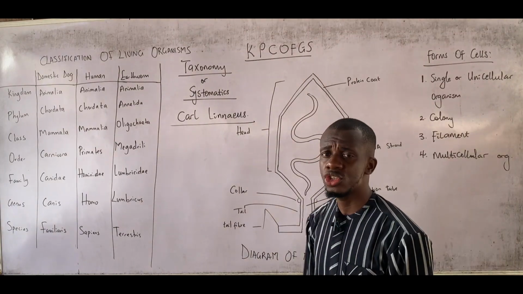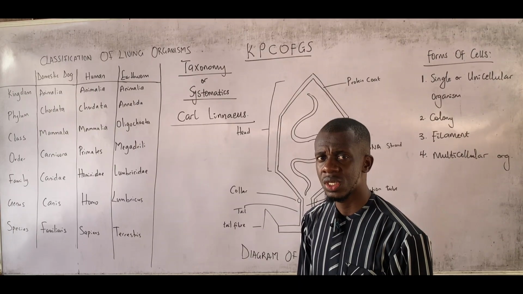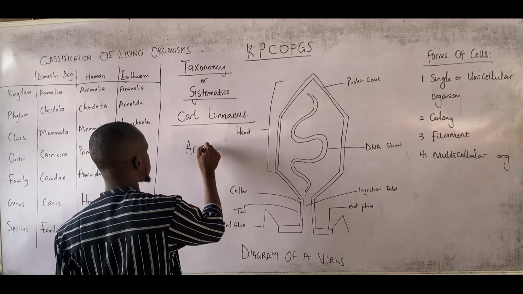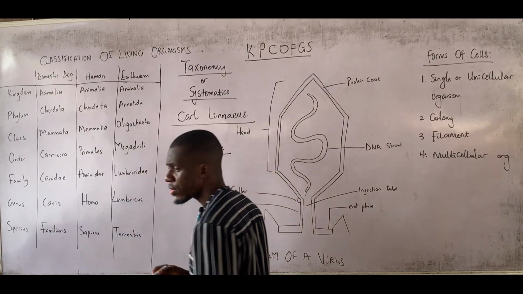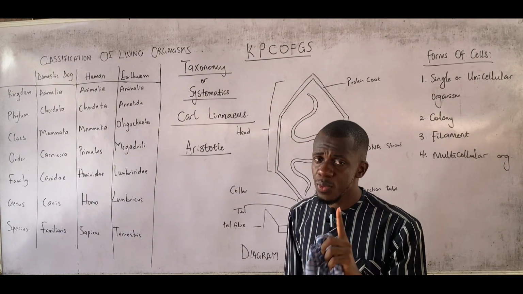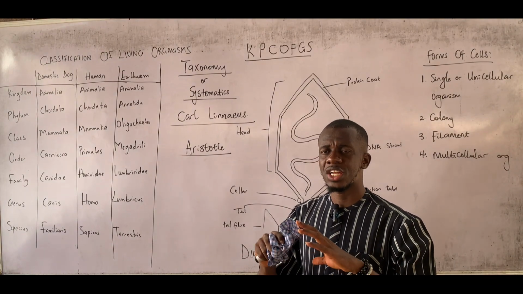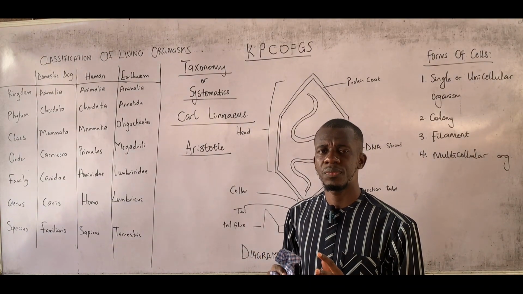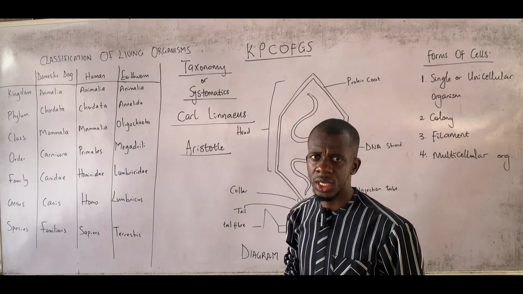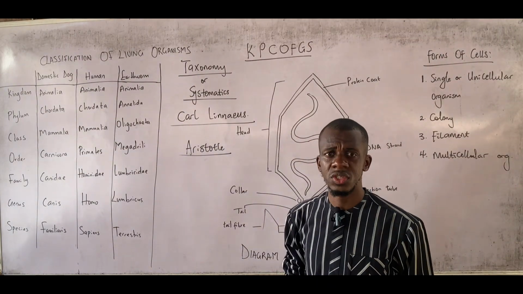Excellent. Again, you should know that the first person to attempt classifying living organisms was a popular philosopher we call Aristotle. Aristotle was the first to attempt classifying living organisms. However, we attribute to Carl Linnaeus the bulk of the credit when it comes to taxonomy. Yes, but the first person to have made an attempt in classifying living things was the man Aristotle.